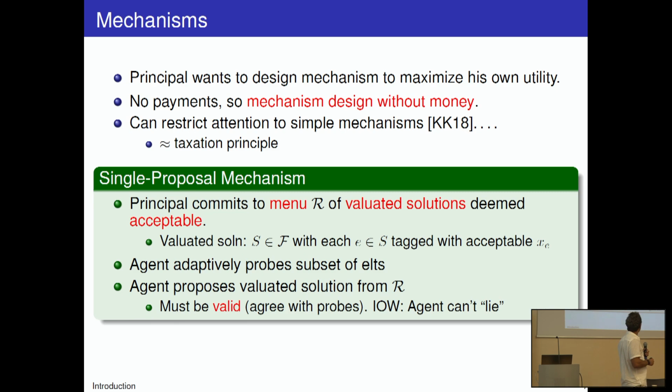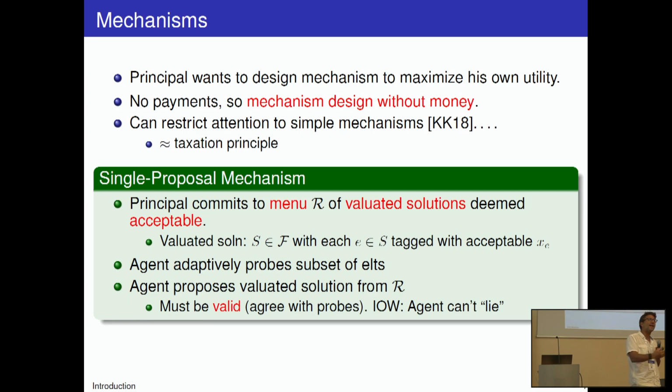So here, the principal commits to a menu of valuated solutions, I'm going to call them. These are solutions tagged with utilities. And those are the things that the principal considers acceptable.